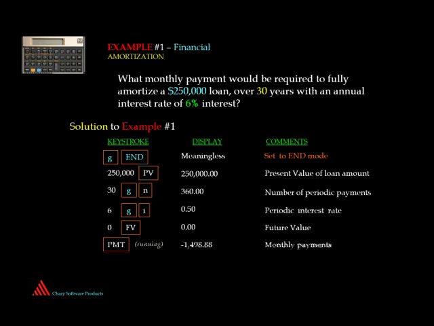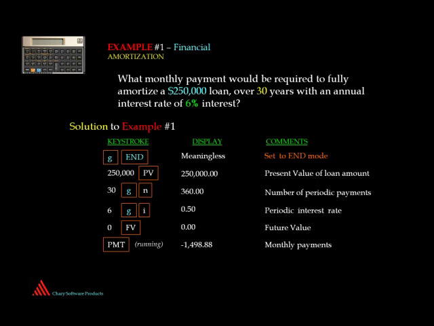Let's look at an example. In this example, we want to know what the monthly payment would be to fully amortize a $250,000 loan over 30 years with an annual interest rate of 6%. And when we say fully amortize, we mean pay it off in total over 30 years.